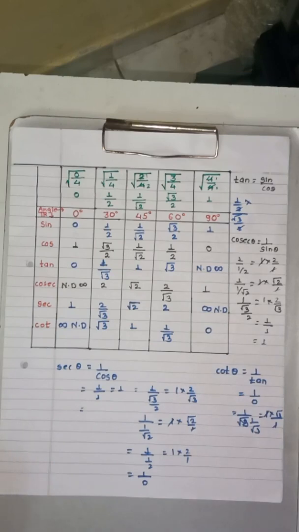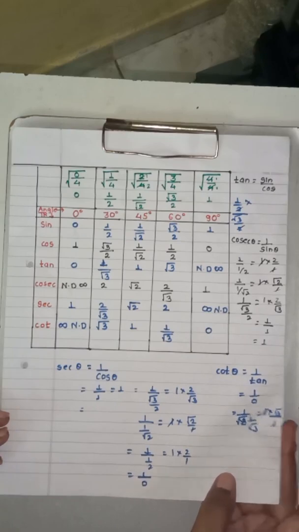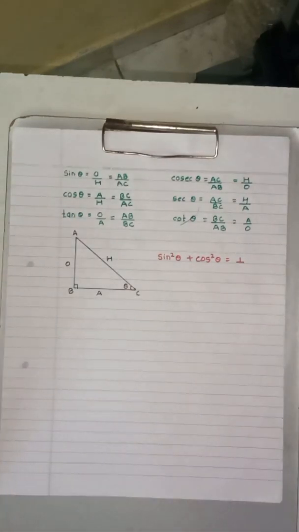In this way we have got the values of the angles for sine, cos, tan, cot, sec, cosec. Now using this we are going to solve some identities, or we are going to get some identities.